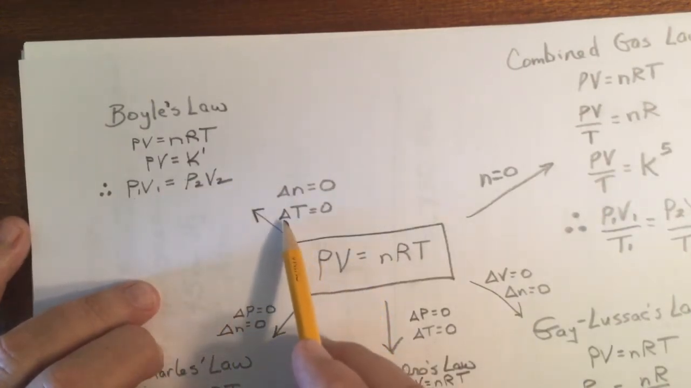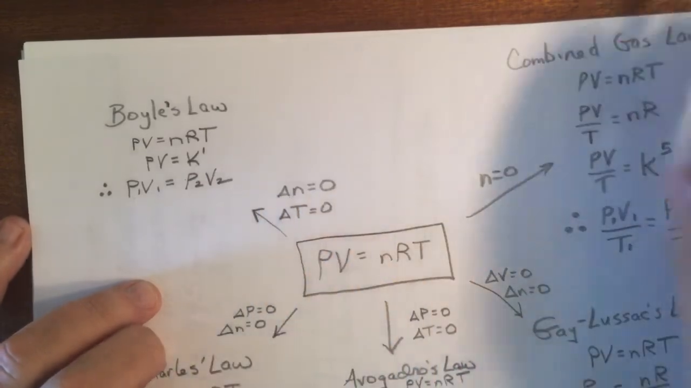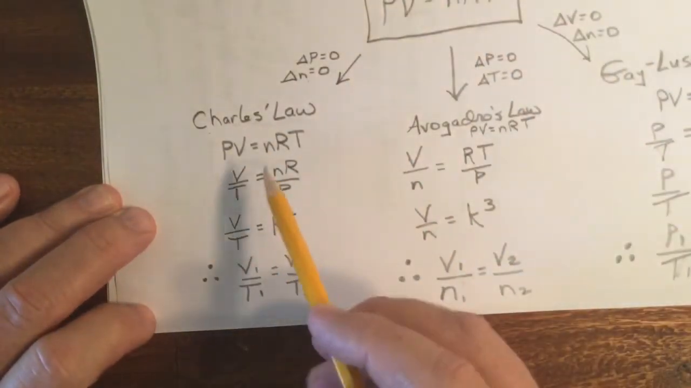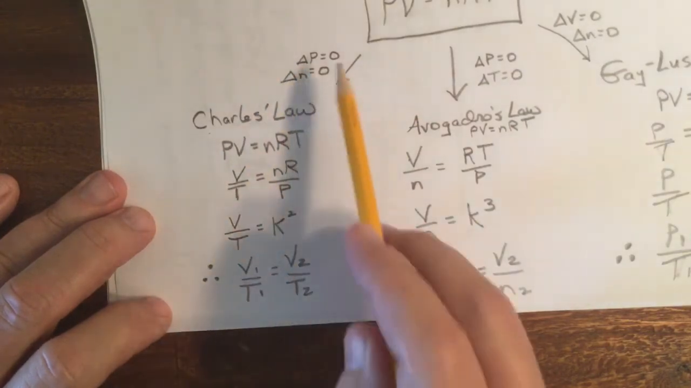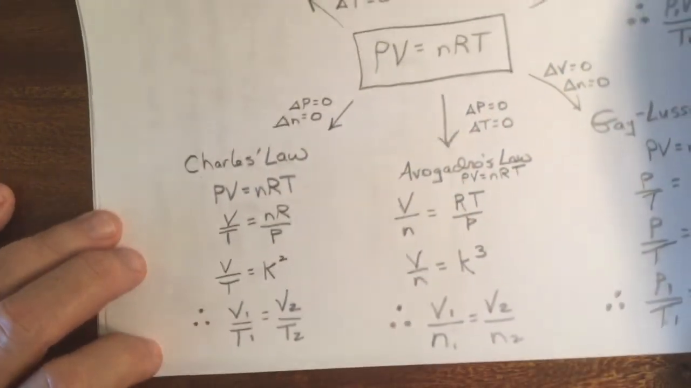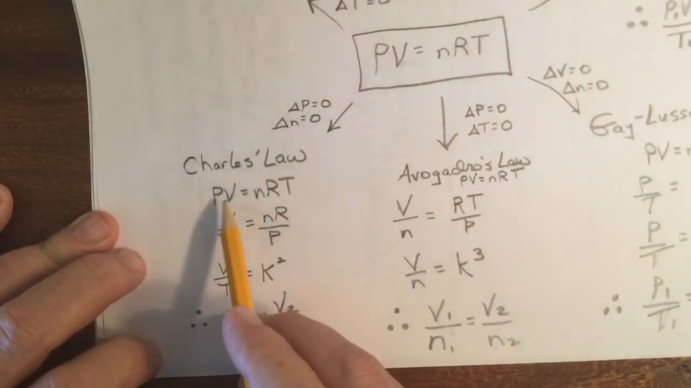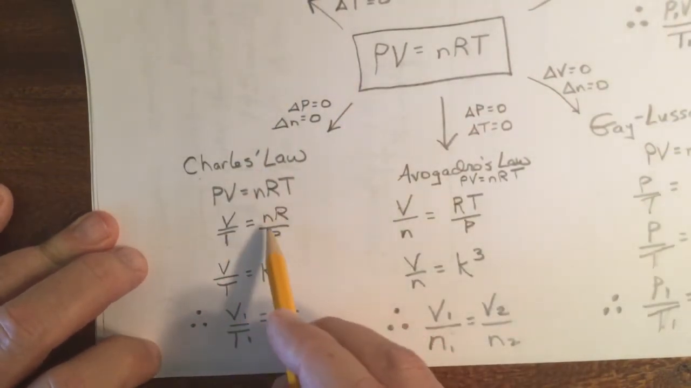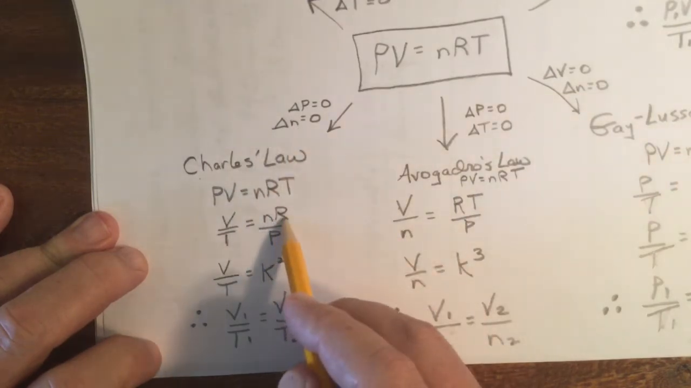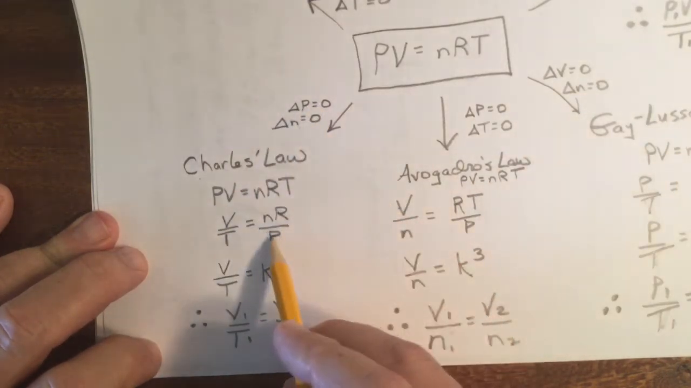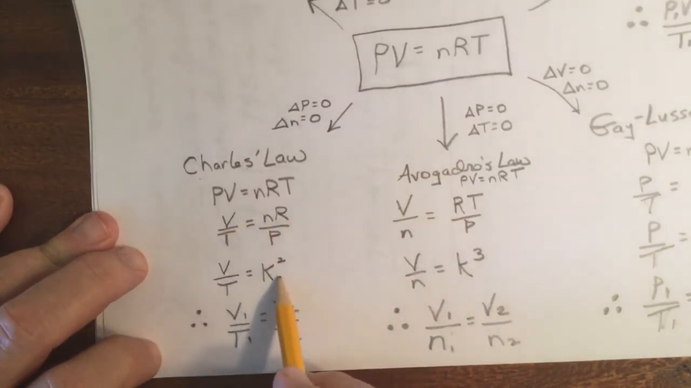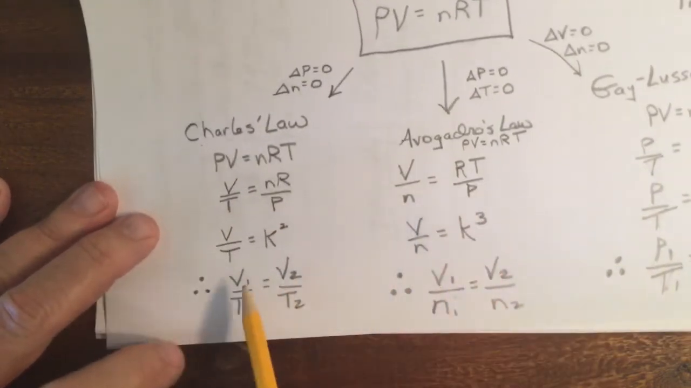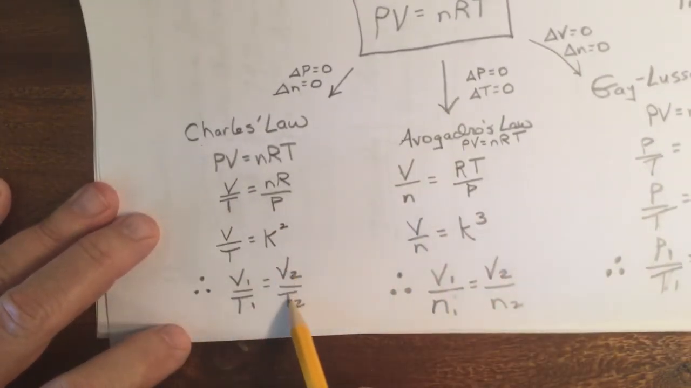If I have a problem in which delta T and delta n equal 0, well, I can do that for the other laws as well. Let's look at Charles's law. We can derive Charles's law from the ideal gas law if we have a situation in which pressure and the number of moles are constant. If that's the case, we can rearrange and put all the constants on one side of the equation. We say n is constant, R is the ideal gas constant, and the change in pressure is constant. Therefore, V over T represents all those constants, which I show here as K2. If that's the case, I can say V1 over T1 equals V2 over T2.